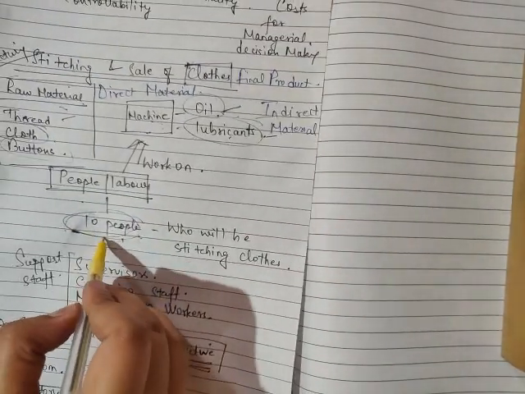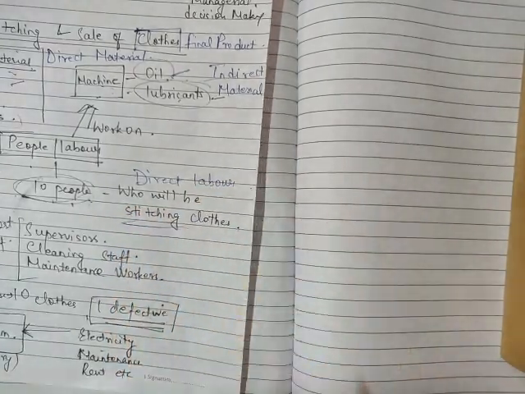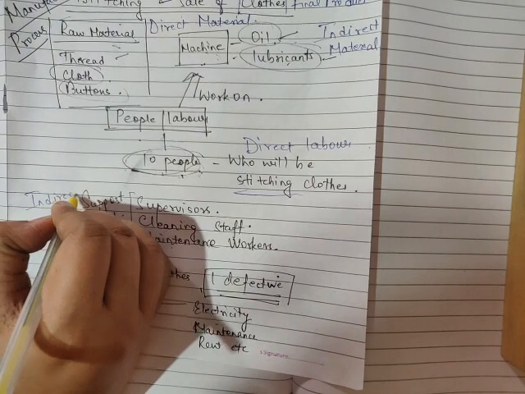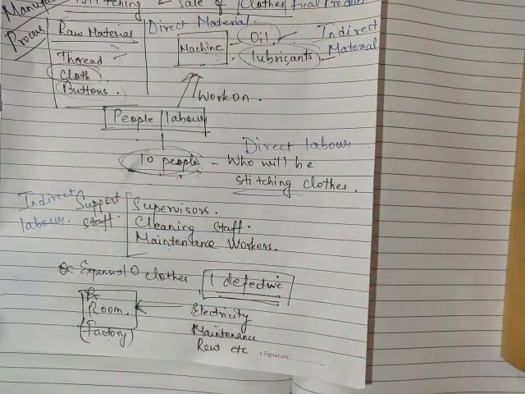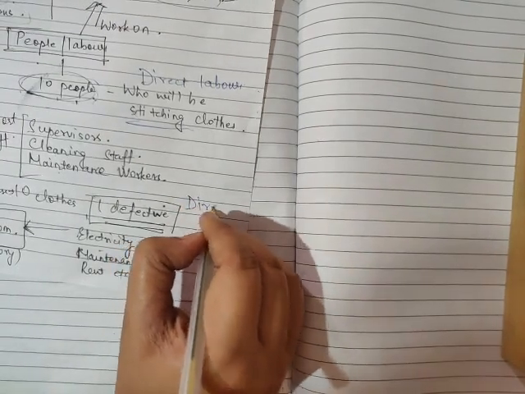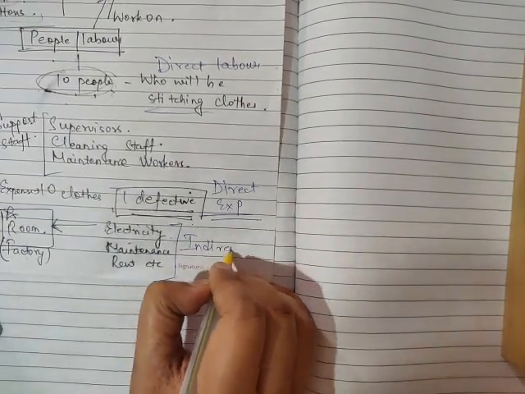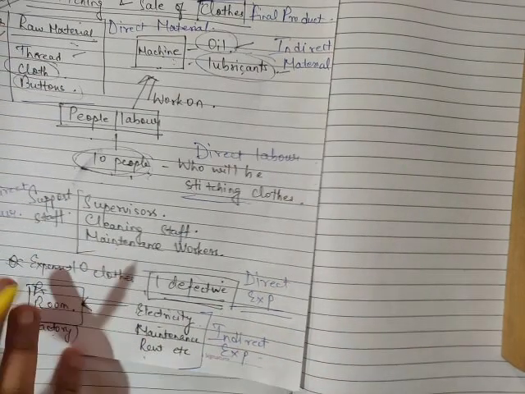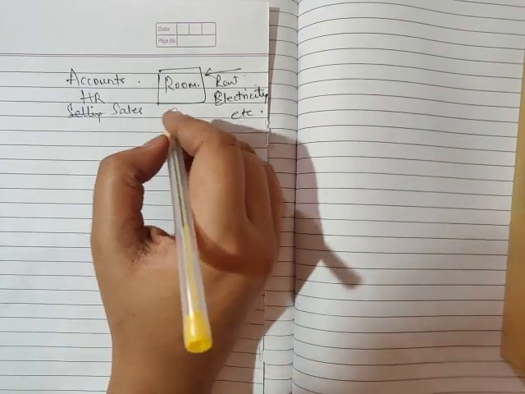Now labor. There are few people who will be doing the stitching activity. So this is the direct labor who is working on the finished product. Now there are some support staff such as maintenance workers, cleaning staff, etc. These are indirect labor. They are not working directly on the finished product, but are helping those who are working on the finished product. Next we have the expense of the defective cloth. This is a direct expense, whereas electricity, maintenance, etc. are indirect expenses. These are not directly related to the finished product, but it helps in the production activity. Then the accounts, HR, sales, etc. For this, the staff employed, rent, electricity, these are all indirect expenses.